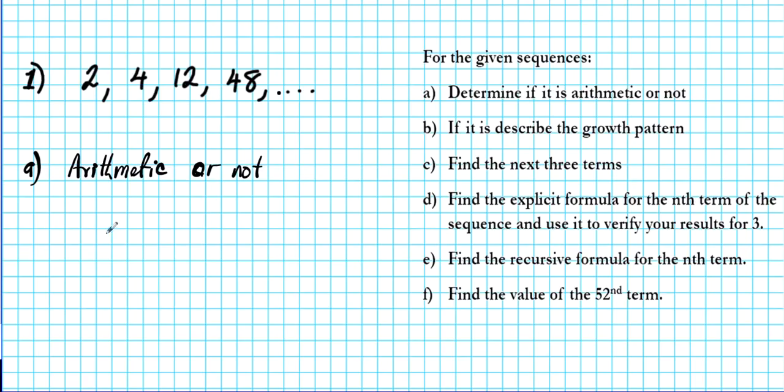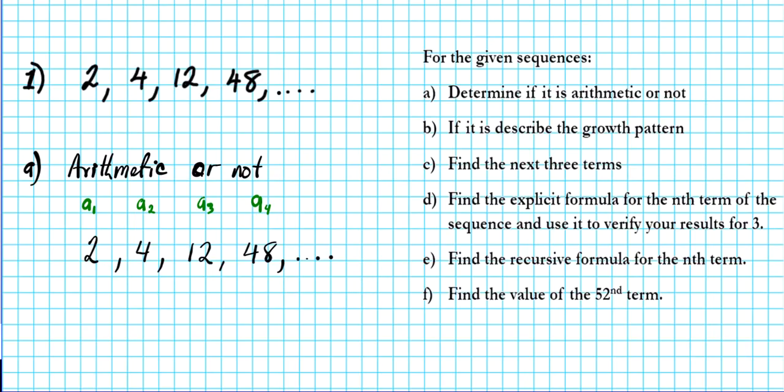Alright, so to do this, let's go ahead and rewrite the sequence 2, 4, 12, 48. Now this is the first term. We can use the notation a sub 1 to represent the first term. The index of a tells you the position of the term. So a sub 2 refers to the second term, a sub 3 refers to the third term, a sub 4 refers to the fourth term, and the pattern goes on.